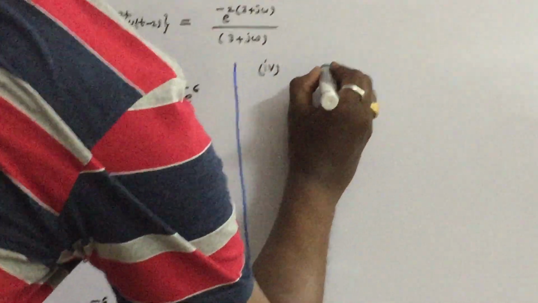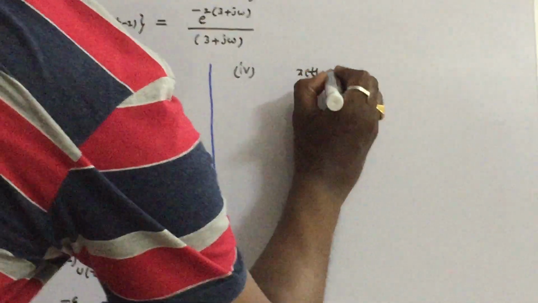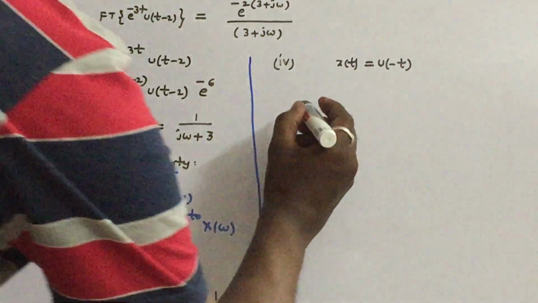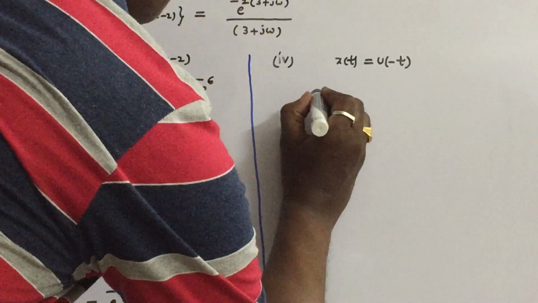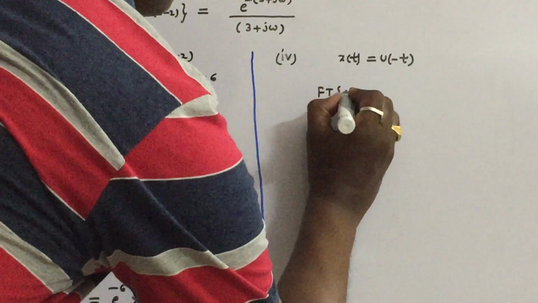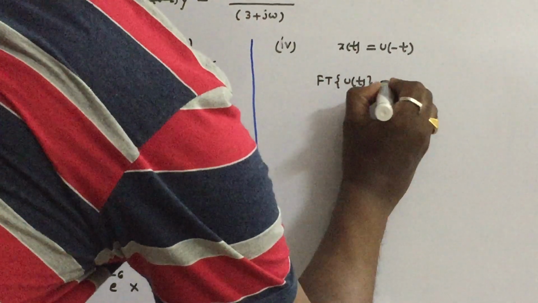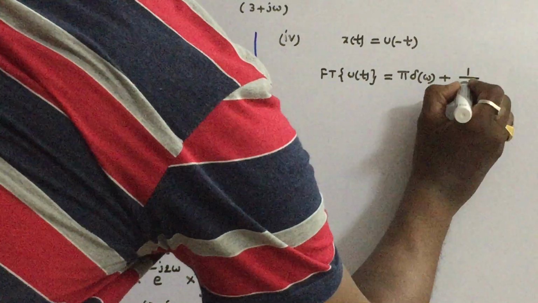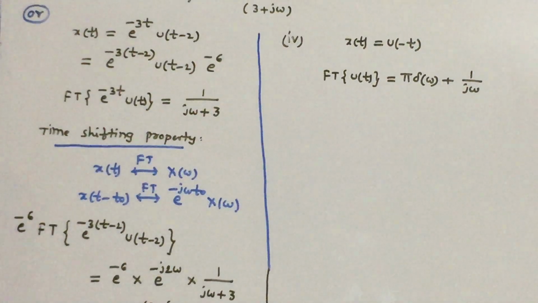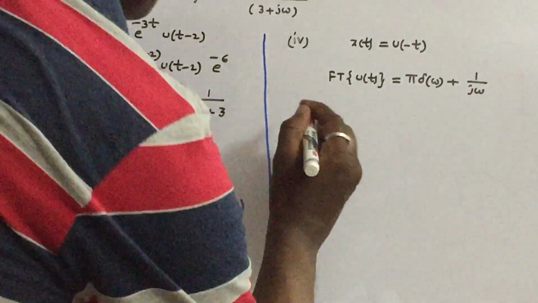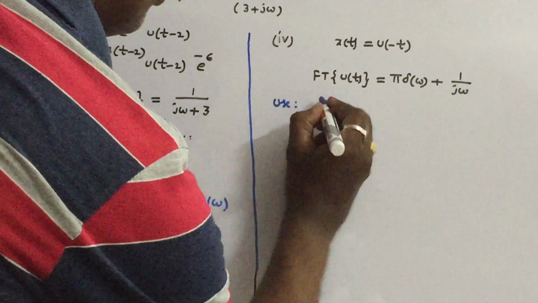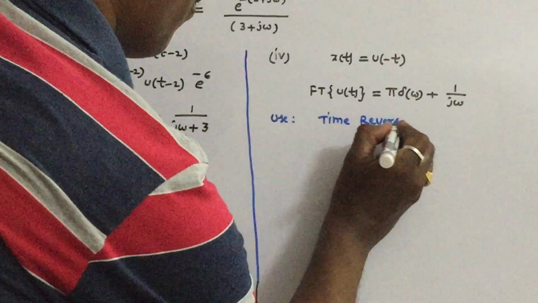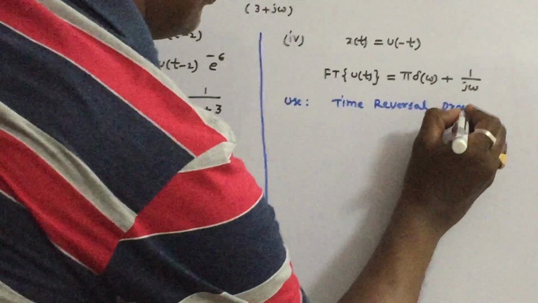Find the Fourier transform of x of t is equal to u of minus t. Very simple problem. What is the Fourier transform of u of t? The unit step signal, standard, very important. Pi into delta of omega plus 1 by j omega. So use the time reversal property. Remember the time reversal property, a very simple property.